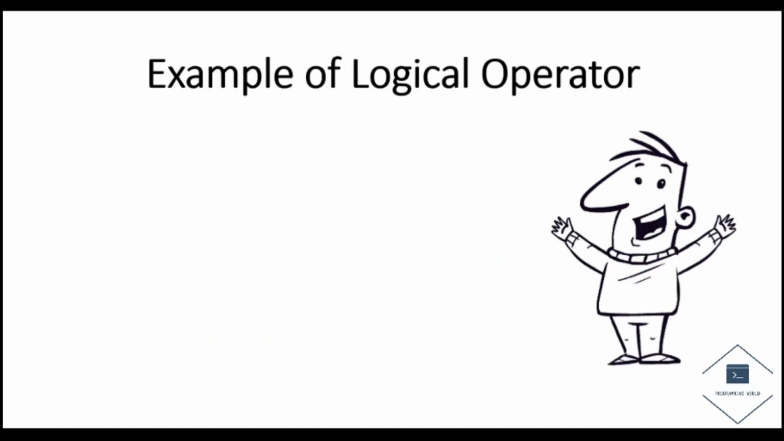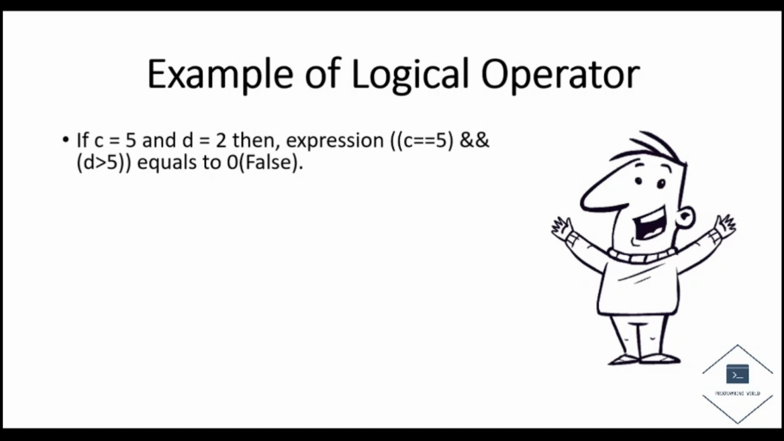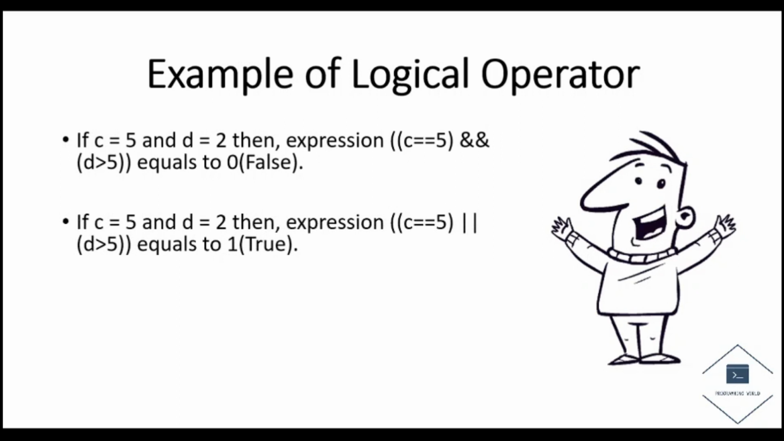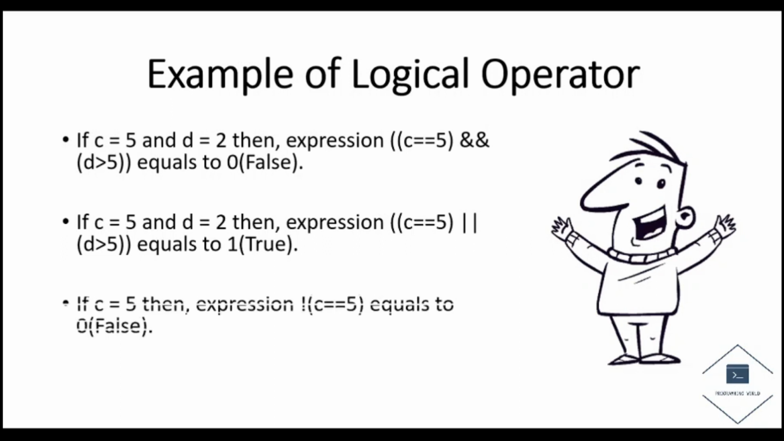Example of logical operators. If c equals 5 and d equals 2, then the expression (c == 5) && (d < 5) equals 0. If c equals 5 and d equals 2, then the expression (c == 5) || (d < 5) equals 1. If c equals 5, then the expression !(c == 5) equals 0.